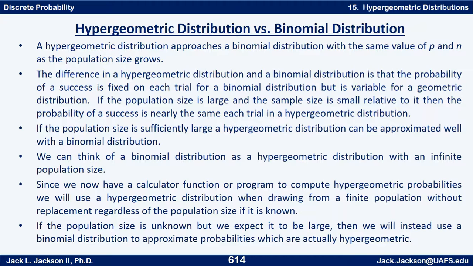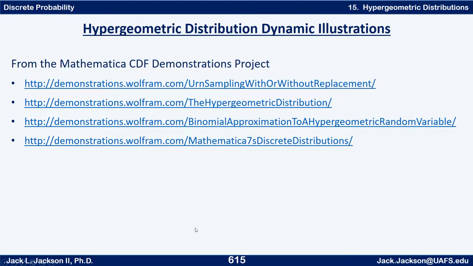But if the population size is unknown, but we expect it to be large, and that's a common situation, then we will instead use a binomial distribution to approximate probabilities which are actually technically hypergeometric. We know those approximations will be pretty good if that population size is pretty big.